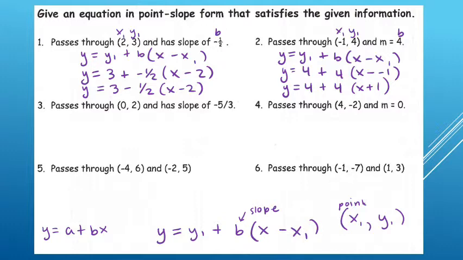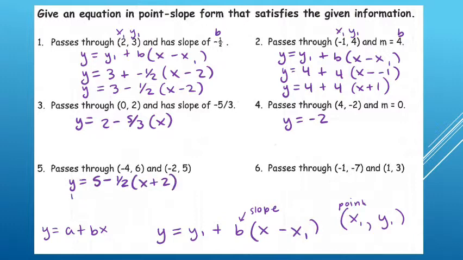So if you haven't tried the other ones yet, take a moment and do that. For number 3, the answer should be y equals 2 minus 5/3 times x. For number 4, we have y equals -2. For 5, we have y equals 5 minus 1/2 times x plus 2, or y equals 6 minus 1/2 times x plus 4.